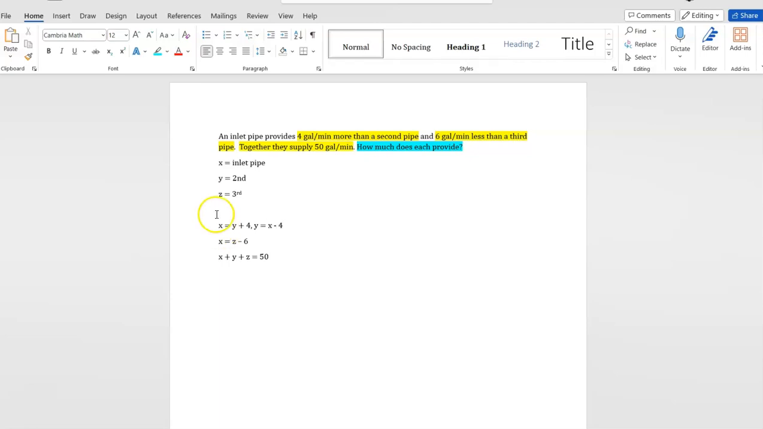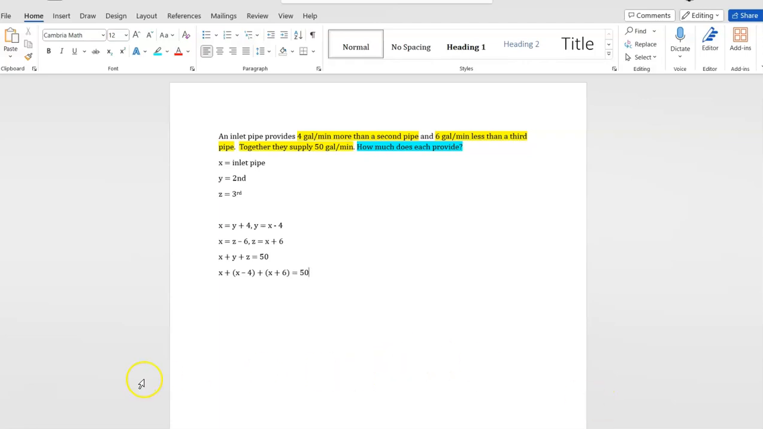So I'm going to subtract 4 from both sides. Then here, I'm going to rearrange this, and I'm going to get Z equals X plus 6. And I can come down here, and my X stays the same, but this Y becomes X minus 4, and the Z becomes X plus 6. And I'm going to equal 50. So what I've done is I've rearranged all these.